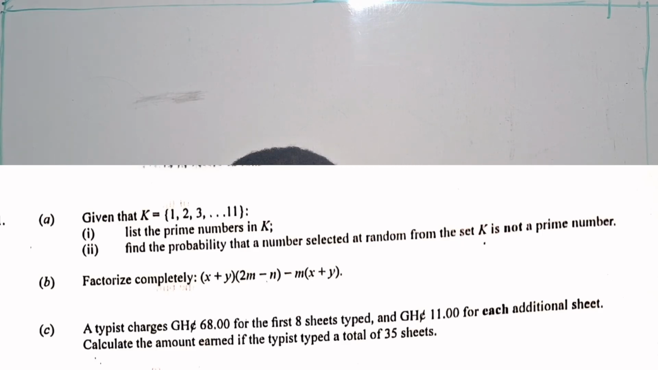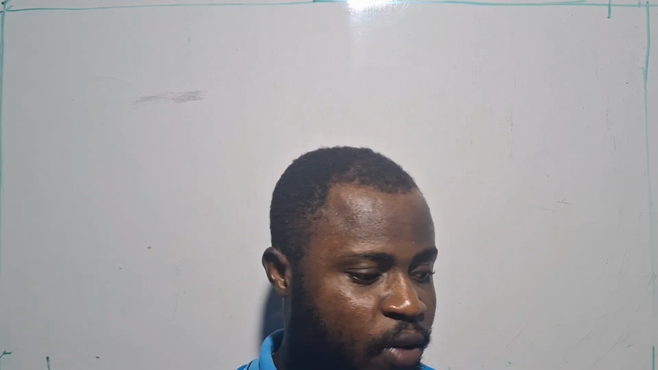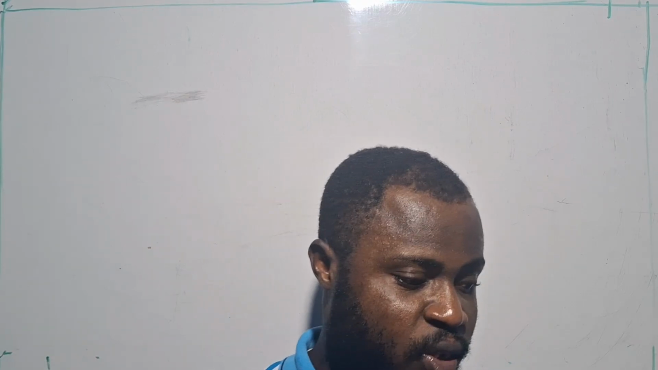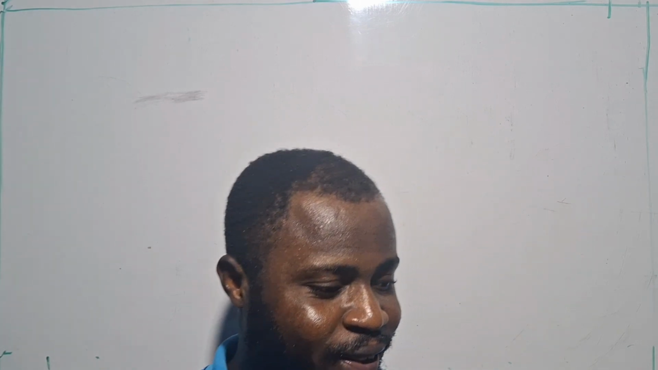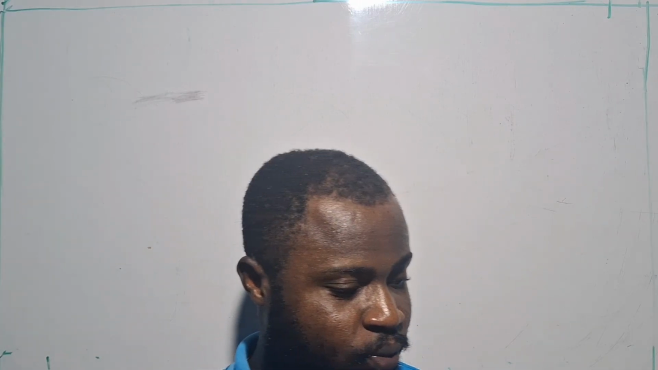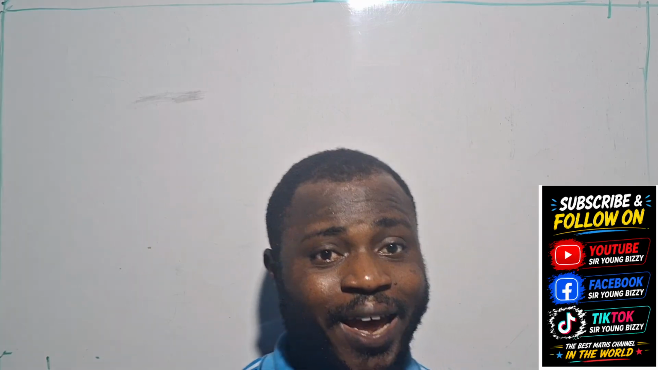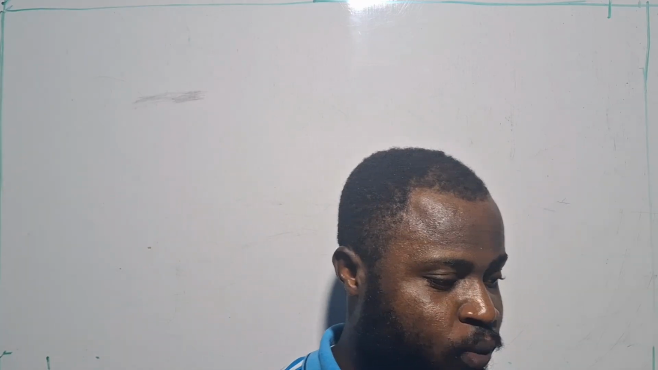The reason why the channel was beneficial to them is that this question 1 is on probability, which has been simplified. I've made about 5 videos on probability from beginner to advanced level. So if you follow the channel, this question should be a cool chop for you. And B is factorization, which is also available on this channel. C is normal business math, which if you apply, you'll be able to do it. So let's see question 1A.